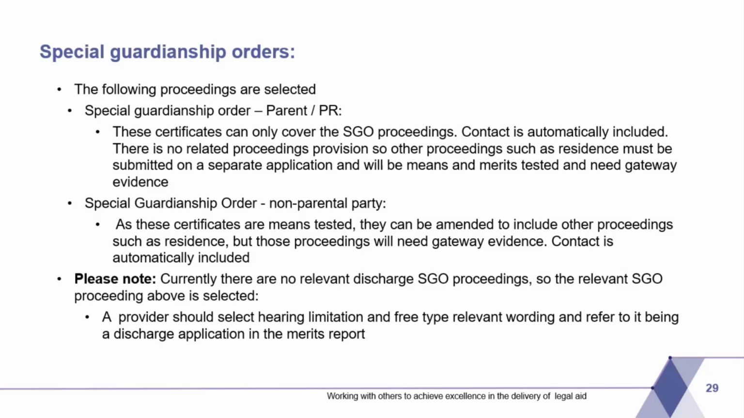Unfortunately, there are currently no relevant proceeding codes in our CCMS computer system to vary or discharge a special guardianship order. So in order to cover an application to vary such an order, you would need to apply using the relevant special guardianship order proceeding code set out above on the slide. But then you should select a non-standard hearing limitation and free type in the relevant wording to refer to it being an application to vary or discharge the special guardianship order in the merits report in CCMS.